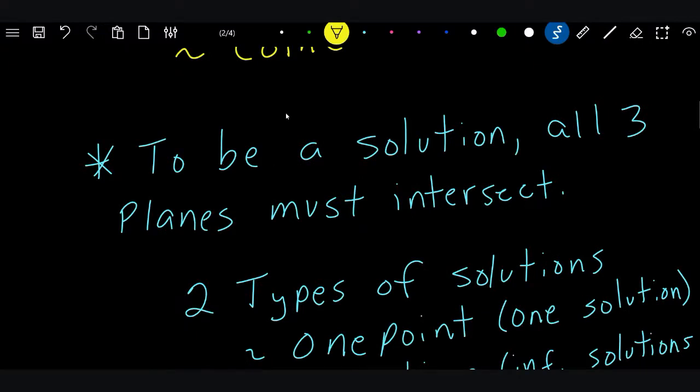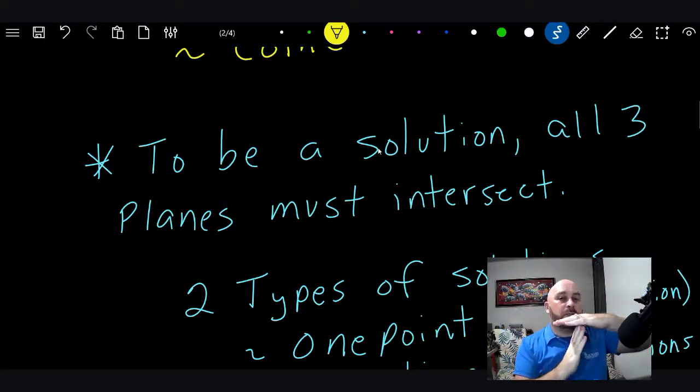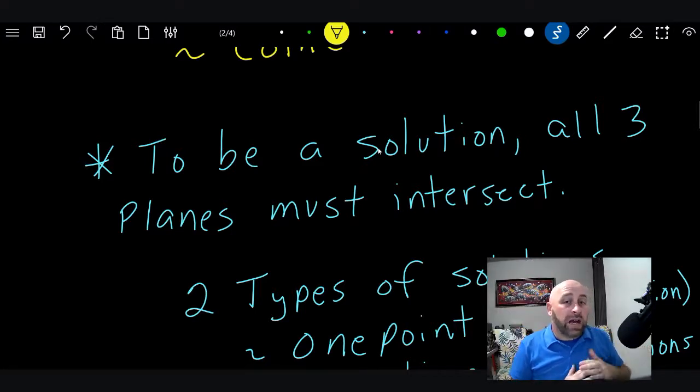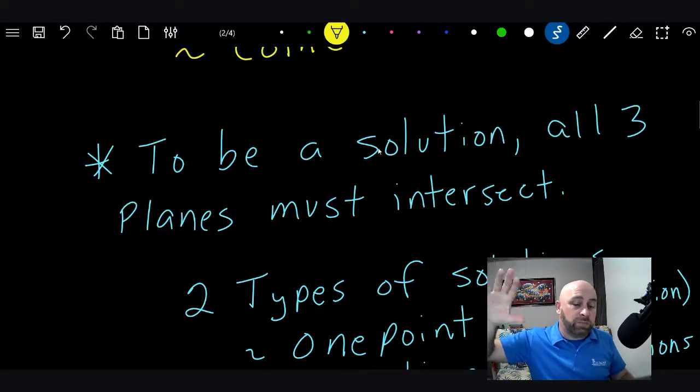To be a solution, this is interesting right here. To be a solution, all three planes must intersect. All three planes must intersect. In other words, it's not a solution if only two pieces of paper are connected. The third piece of paper, so if you had two pieces of paper like this, and you had a third one just up here somewhere in space, kind of floating around, that would not be a solution. In other words, it would be a solution for these two planes, but it would be a no solution because this plane is not also.